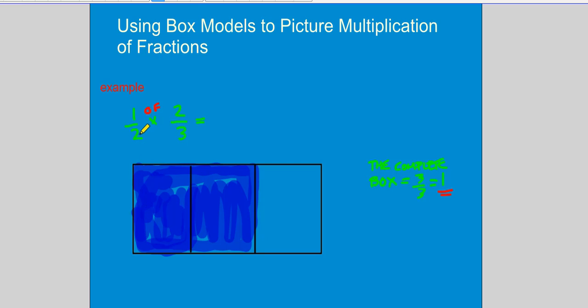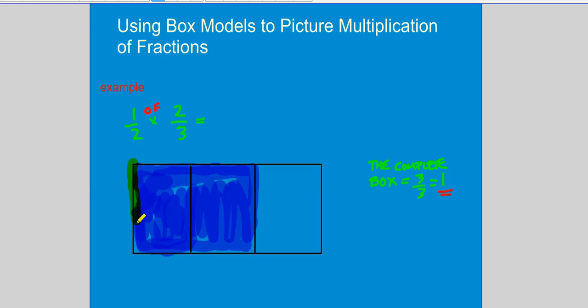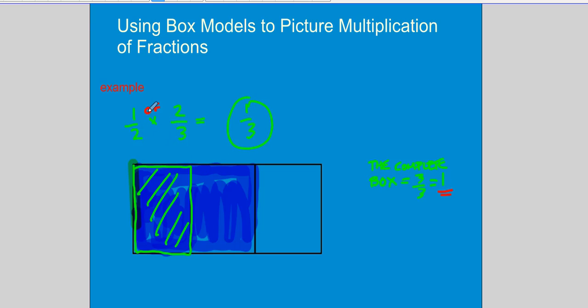Okay, so that's 2/3. Now I'm taking 1/2 of that. Let's get to a regular pen here. 1/2 of that would be right here. So our final result is this, which is, if this is 3/3, this is 1/3. So our answer here is going to be 1/3. So again, I take half, here's 2/3 of a whole. I take 1/2 of that, that's this, and in terms of 1 whole, this is 1/3 of 1 whole. So our answer is 1/3.